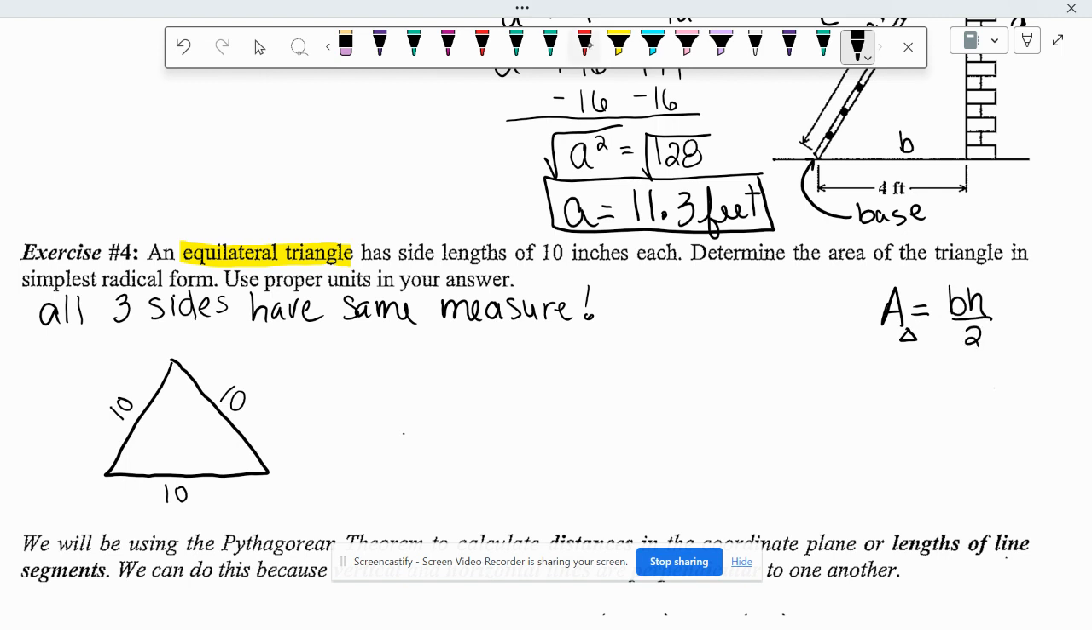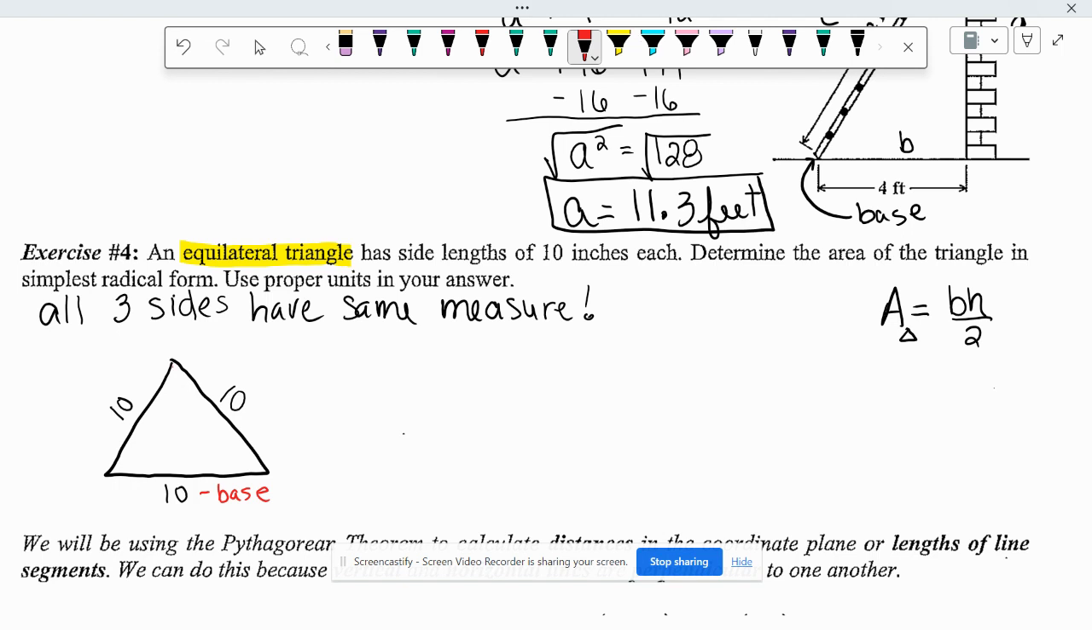So I have a question. What is the base measure of my triangle? 10. So this guy right here is my base. What is my height? 10? Is it? Well, you tell me, where does the height go? Isn't the height perpendicular to the base? Isn't that the definition, right? They're always perpendicular. So it is 10?